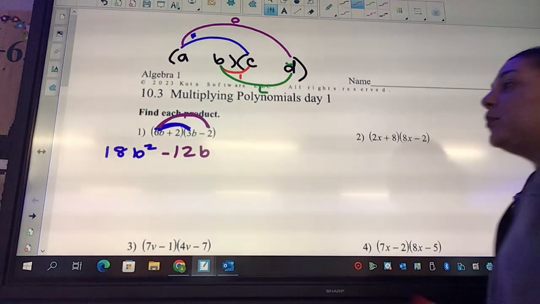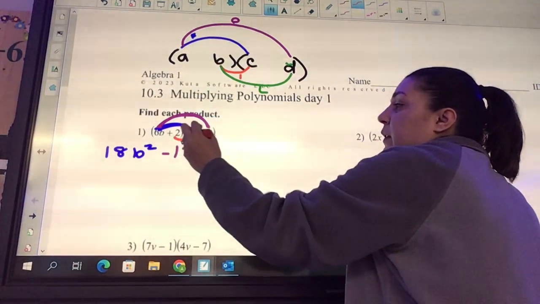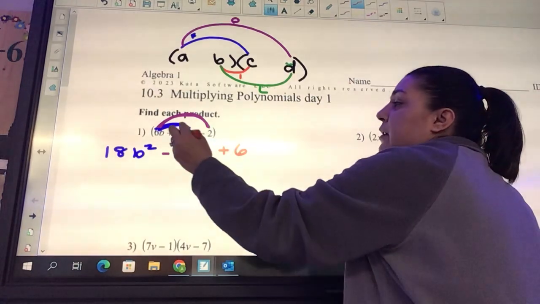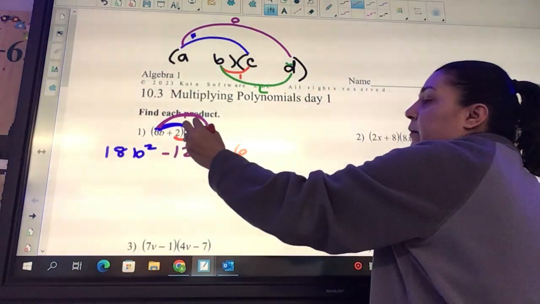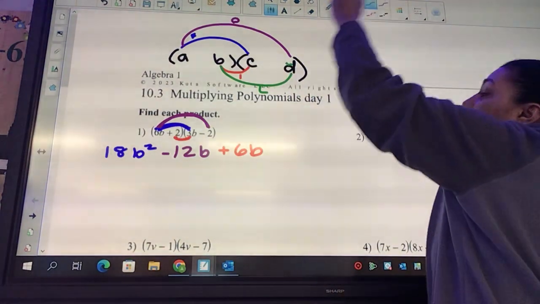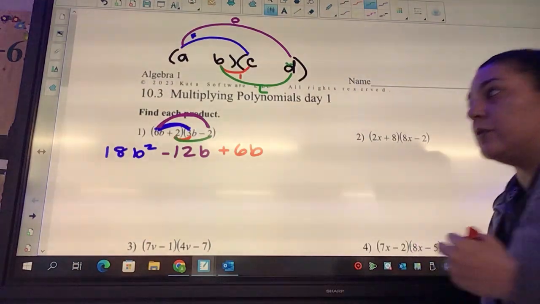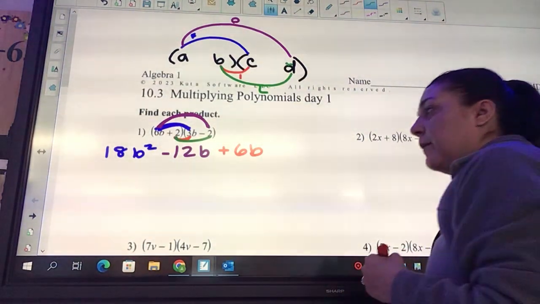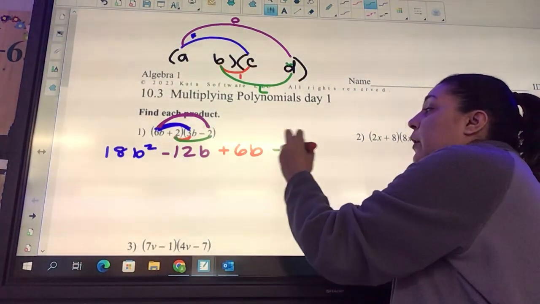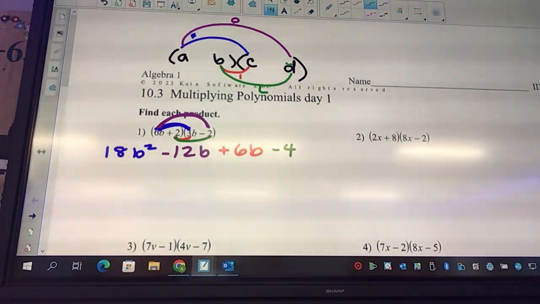Then we're going to multiply the inner pieces. So 2 times 3, 6. How many B's are there from here to here? 1. And then we're going to multiply the last 2 pieces. So -2 times 2, or 2 times -2, -4. So that's all just multiplying.